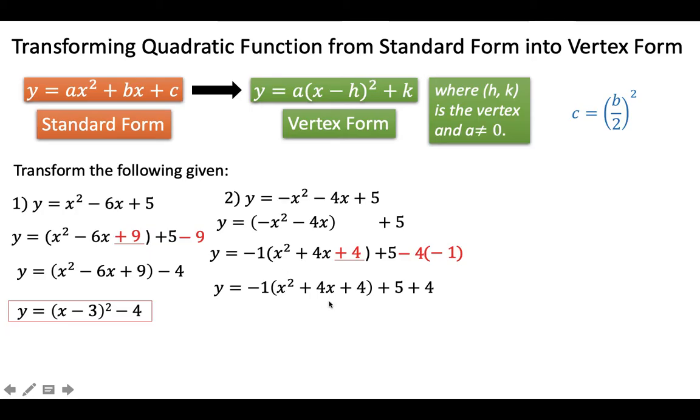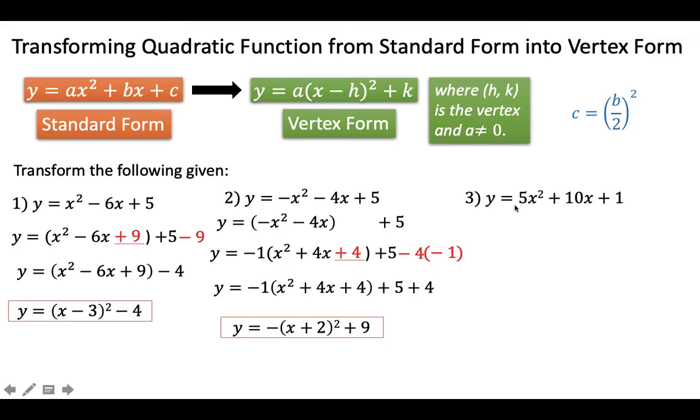So negative 1, x squared plus 4x plus 4. Then write down 5. Negative 4 times negative 1 is positive 4. Then let us now simplify further. Write down negative 1, since for our final answer, we don't need to write 1. So we can now factor x squared plus 4x plus 4, and we can transform this into quantity x plus 2 squared. Then write down plus 5 plus 4 is 9. And this will be our vertex form.